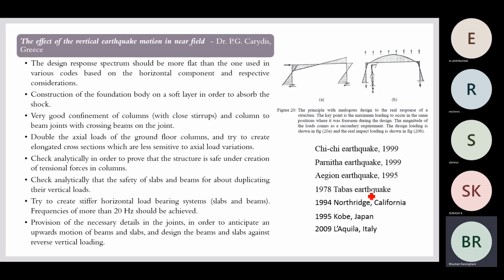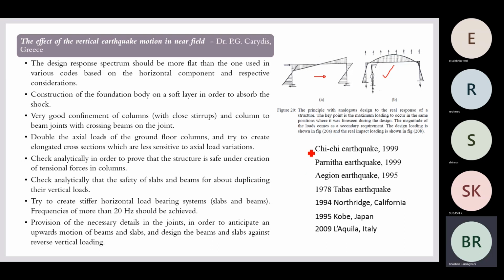So now you can see the bending moment diagram of the vertical earthquake and the horizontal earthquake. So this is how the vertical earthquake looks, and this is how the horizontal earthquake looks. So that is the difference between the bending moment diagrams.